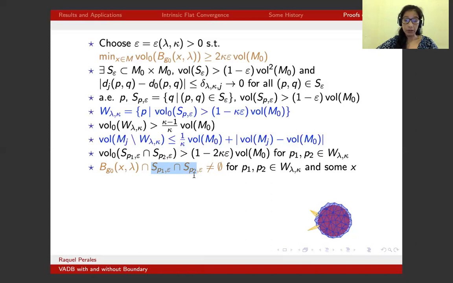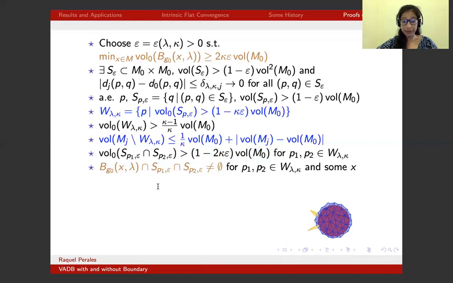Because they don't intersect each other, I can calculate the volume of the union. The volume of the union of the ball with this other set is equal to the volume of the ball plus the volume of this other set. And this is greater than or equal to 2 kappa epsilon volume of M0 plus 1 minus 2 kappa epsilon volume of M0. And that is bigger than the volume of M0. So this is a contradiction. So that point x has to exist.